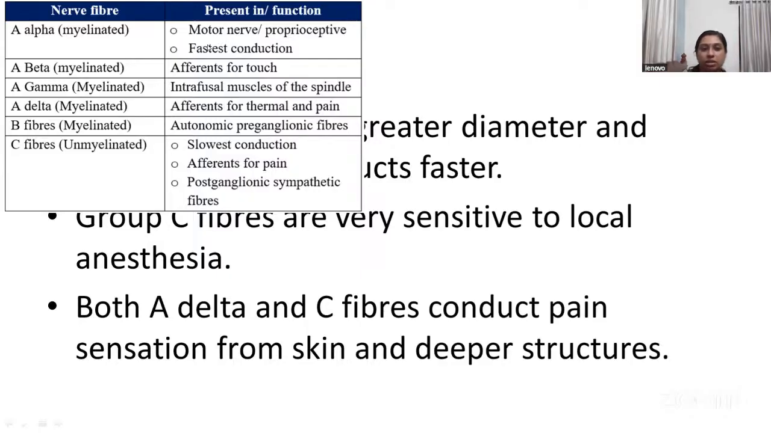A beta fibers are responsible for touch. A gamma fibers, myelinated, supply the intrafusal fibers of the muscle spindle. A delta fibers are responsible for thermal and pain sensation. B fibers are associated with the autonomic preganglionic fibers. C fibers are unmyelinated. Only one is unmyelinated, that is the C fibers. They have the slowest conduction, are afferents for pain, and postganglionic sympathetic fibers are usually C fibers.